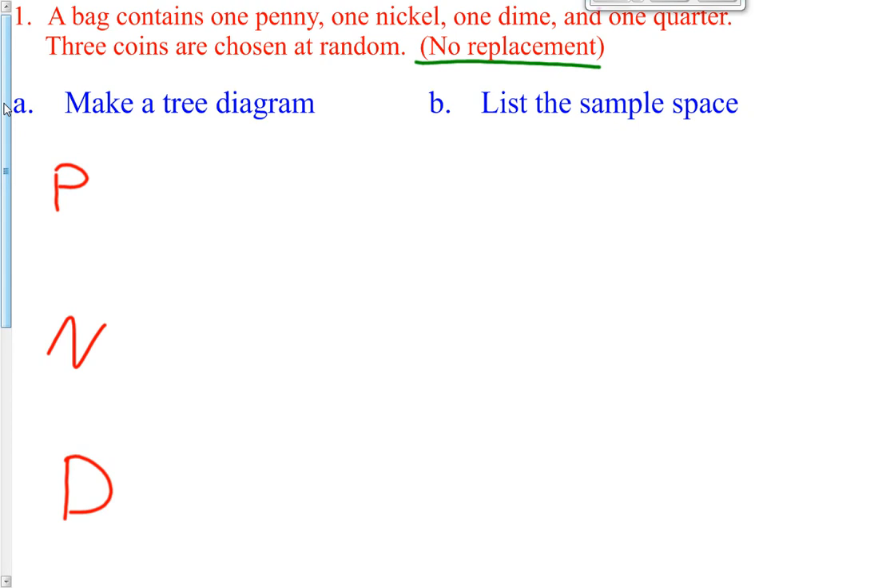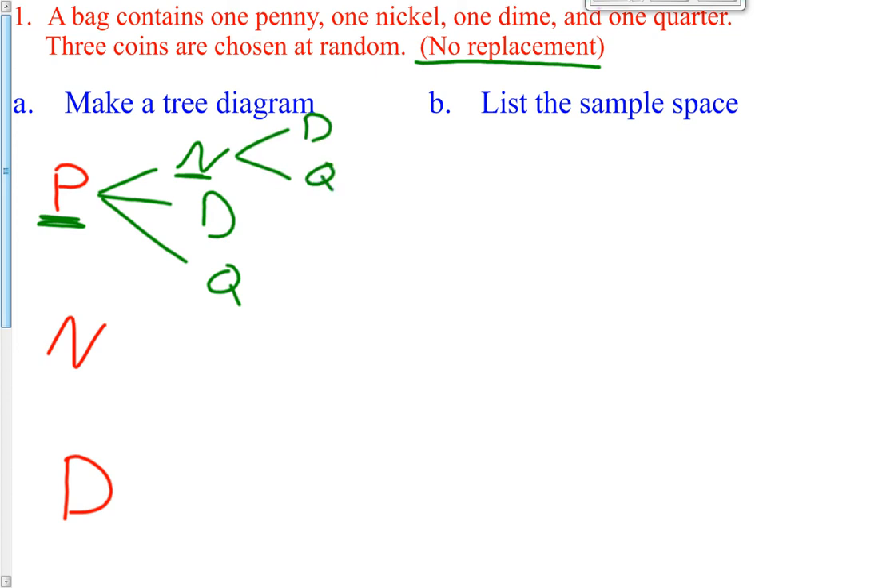Now, let's just say I draw a penny first, okay? If I draw a penny first, then there is one of 3 possibilities that could happen. The next one, I'm not going to put a penny back after I've drawn a penny, so now I cannot draw a penny. So I could draw a nickel, a dime, or a quarter. One of those 3 options has to happen. Now, let's say I draw a penny first, and then I draw a nickel. Well, I'm not going to put the penny back, and I'm not going to put the nickel back, so now I only have 2 options in the bag. It could either be a dime, or it could be a quarter.